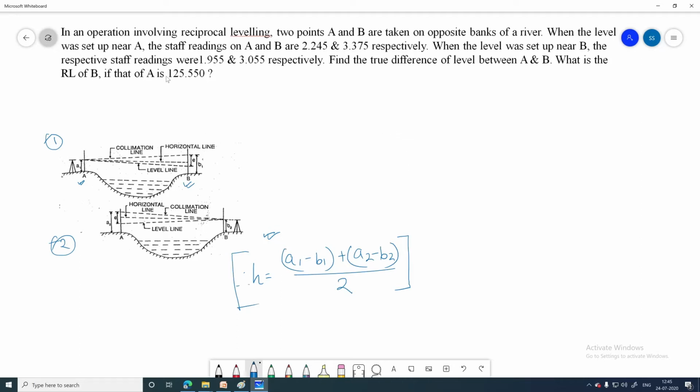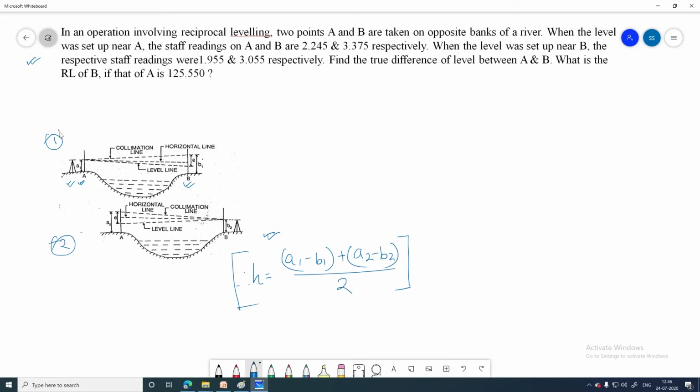Okay, so let's solve a problem related to this. Let's see what it says. In an operation involving reciprocal leveling, two points A and B are taken on opposite banks of a river. When the level was set up near A, you can see this is the setup near A, the readings on A and B are 2.245 and 3.375 respectively.